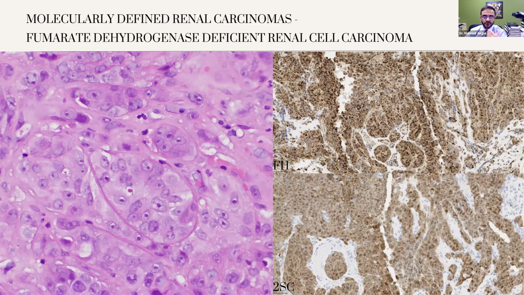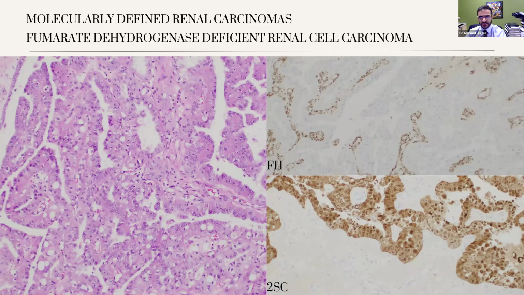Another case. In this case, it is mostly papillary and somewhat cribriforming maybe. And most of the time, FHRCC tends to have cribriforming slash papillary slash tubulocystic features, but it can have high-grade infiltrative features as well. And FH was lost as expected, with a nice positive control of the non-tumoral elements, and 2SC was positive in both cytoplasm and nuclei.